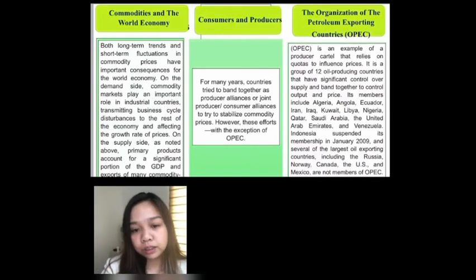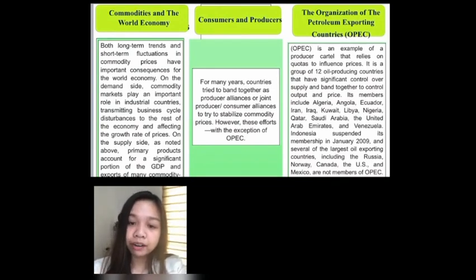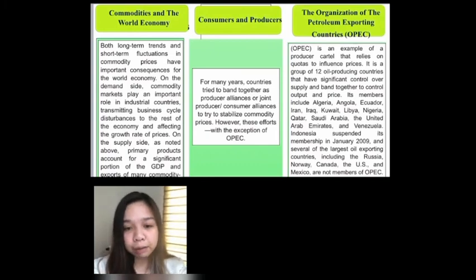So we all know that the 12 member countries of OPEC are those countries who are rich in oil, so that they are able to export their product, which is oil, to the other countries.